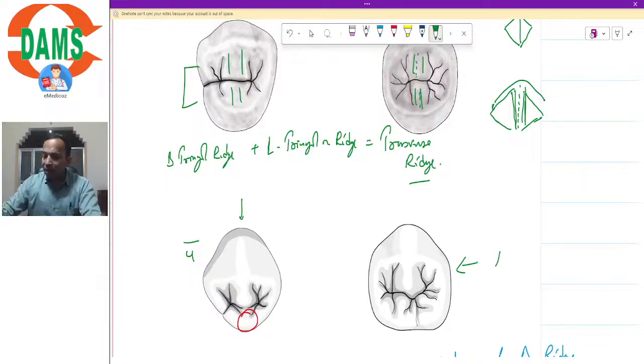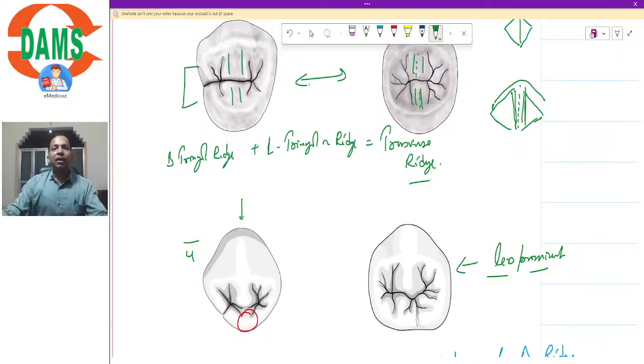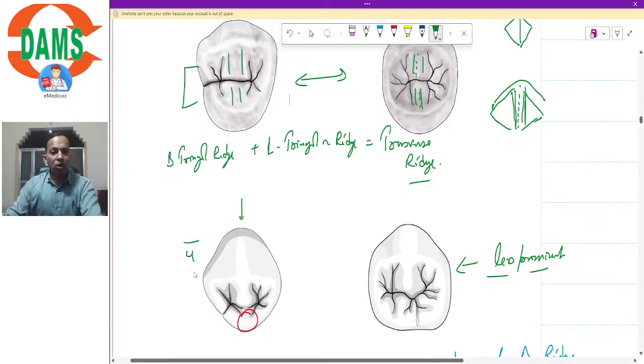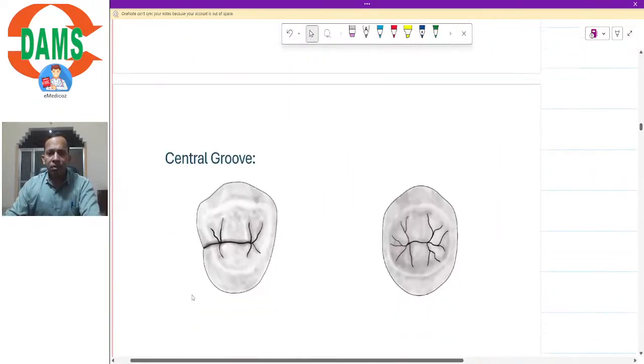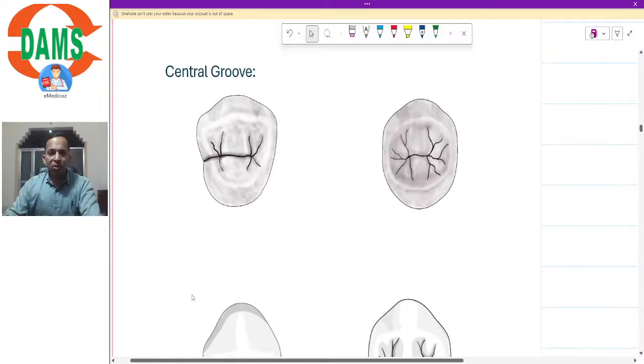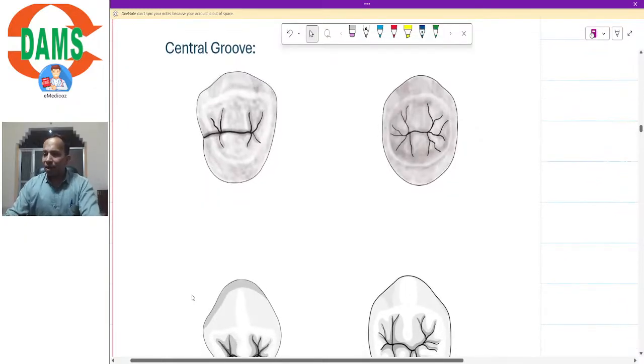Mandibular second premolar has a less prominent triangular or transverse ridge. The maxillary premolars, they have almost non-existent triangular or transverse ridges. So the least prominent triangular ridges or transverse ridges would be seen on maxillary premolars and more prominent in the mandibular premolars. Amongst those, it is the first premolar which has the most prominent triangular or transverse ridge. I hope I am clear. If you have any doubt, do ask me, right? So next, let's go to the central groove.